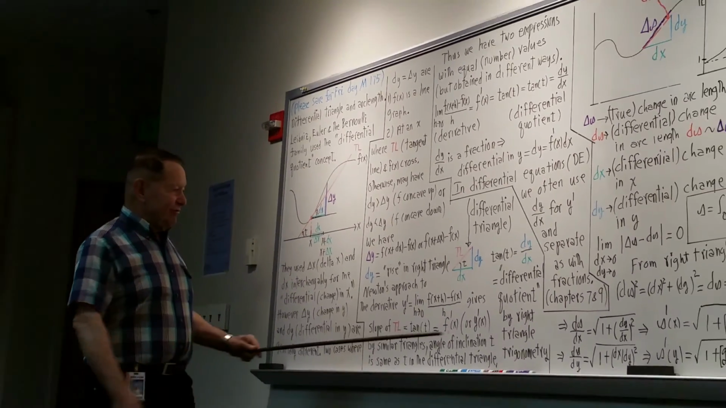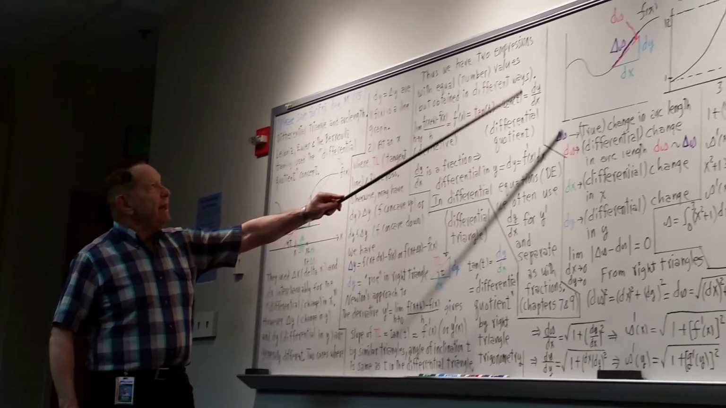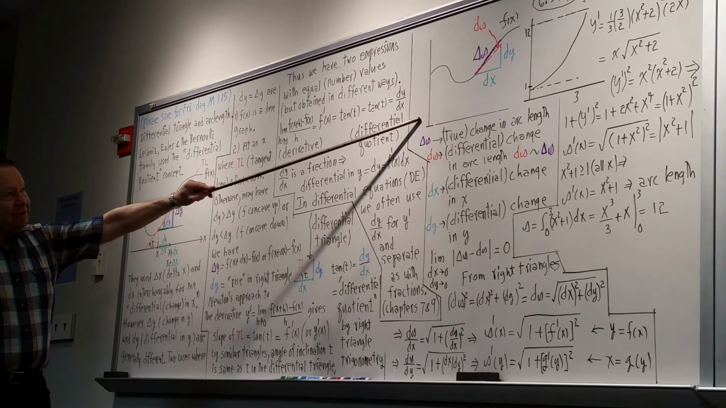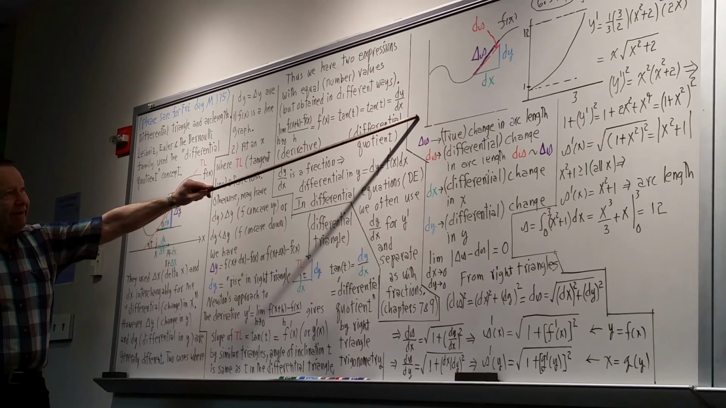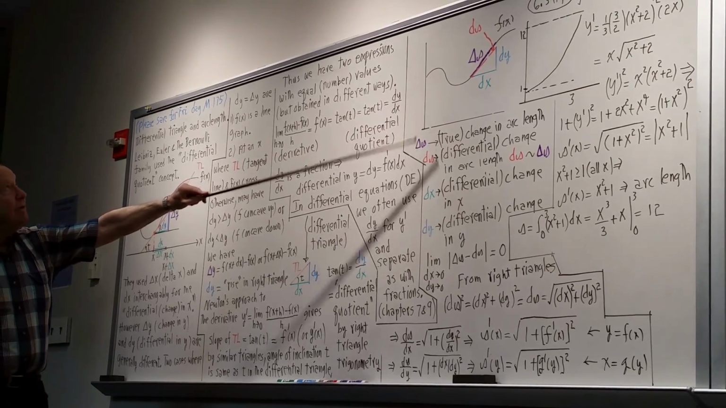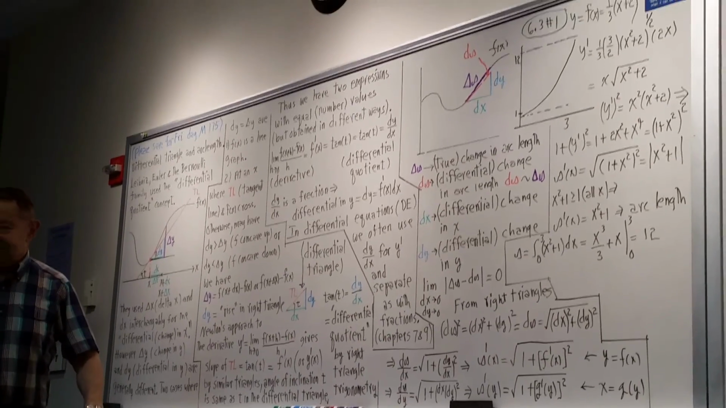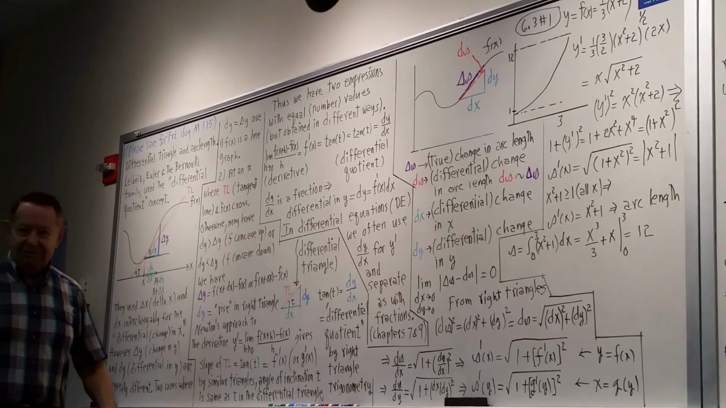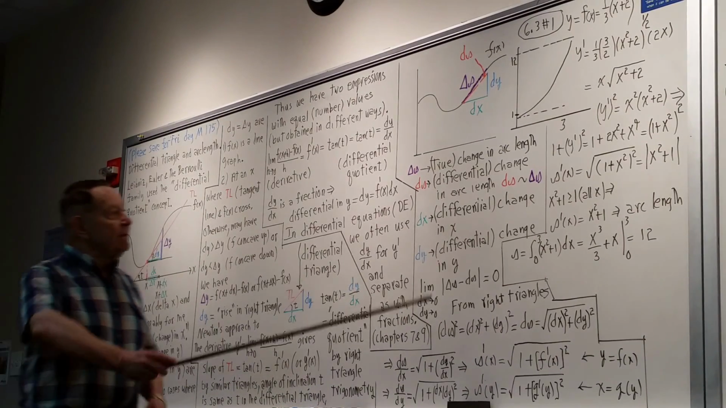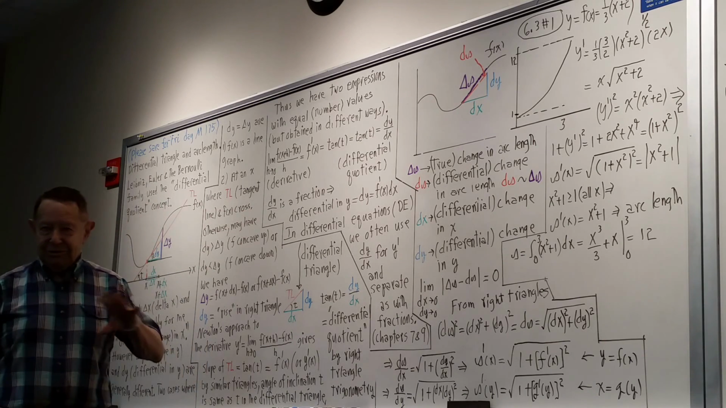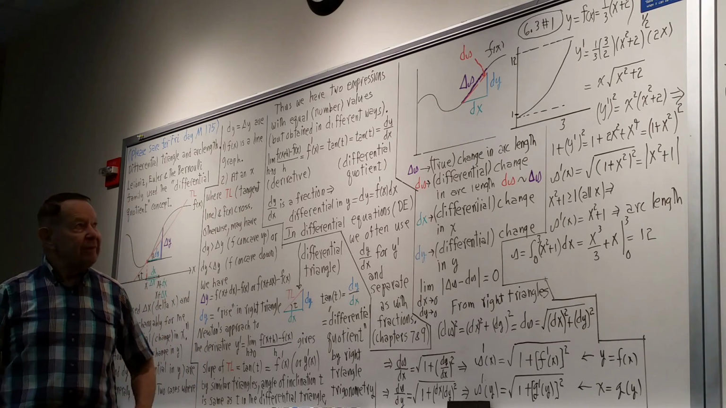Okay, so finally, back to section 6.3 and arc length. What I wanted to do was introduce the idea today, and then next Thursday we'll go on with arc length. So arc length is the tape measure length along a curve.